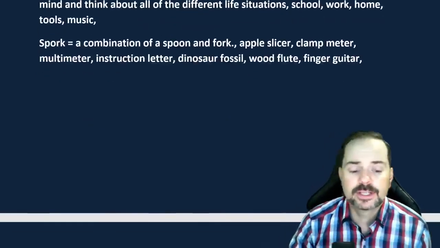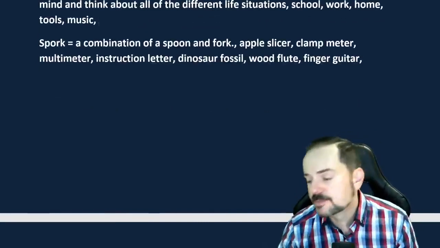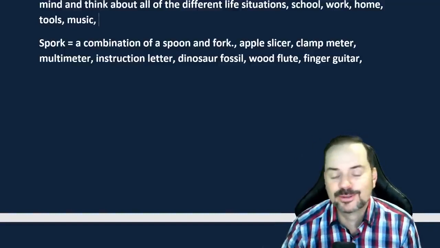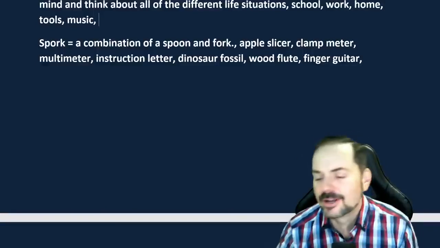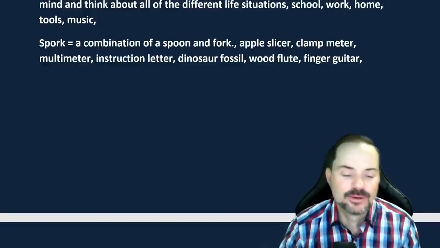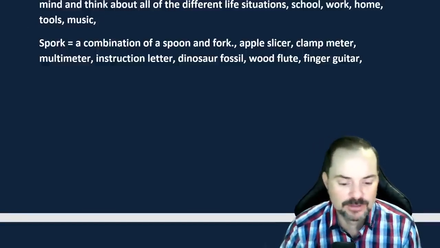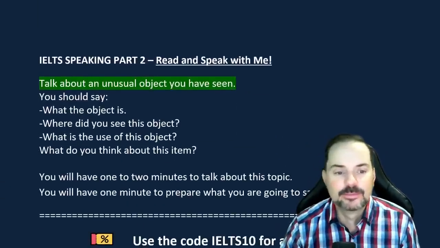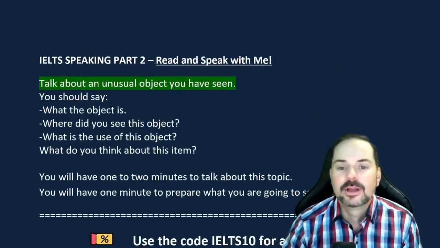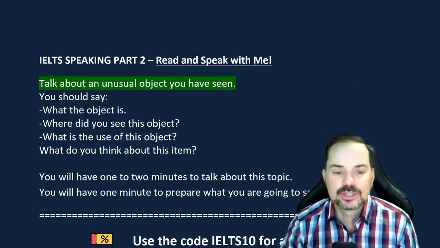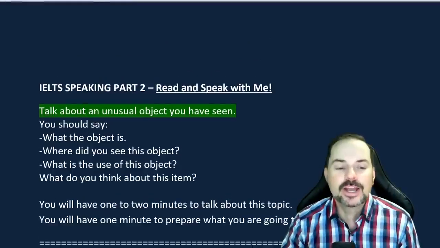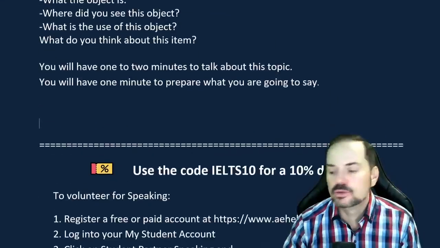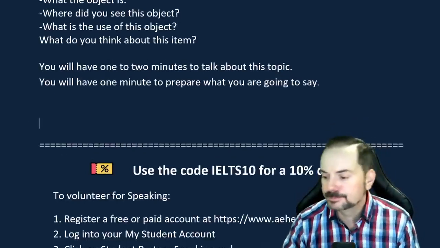Okay, we've got lots of ideas. That's great. Let's go with the spork for today. I think we can all talk about the spork. And I love the spork. I want my speaking part 2 to be about the spork. I would talk about the spork for an unusual object, and maybe you can learn a little bit about this amazing and unusual object called the spork. So your next step. Okay, step number 4 is to come up with some useful notes. Okay.